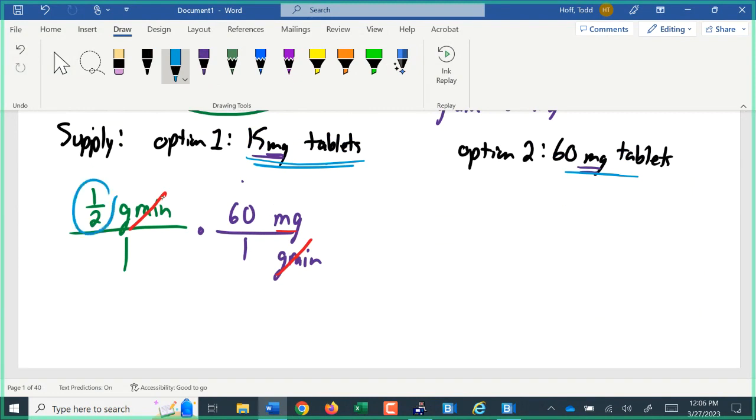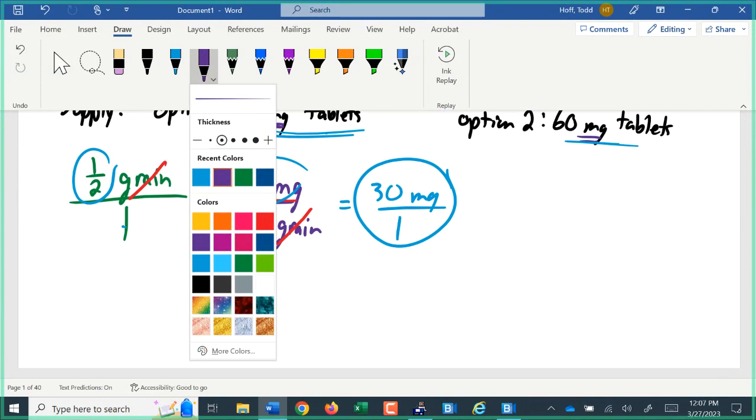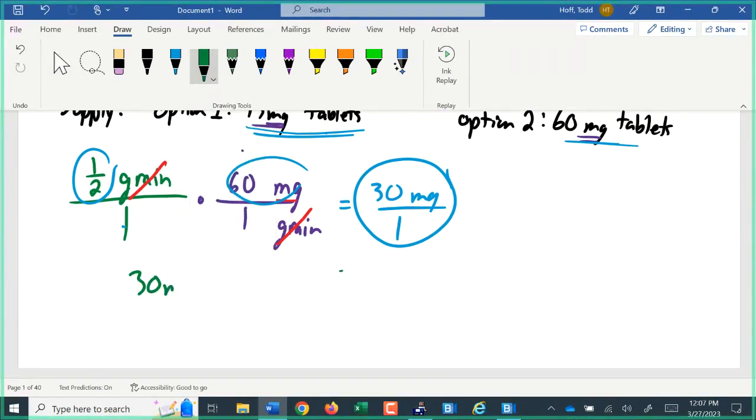So here I have 1/2 times 60 milligrams, which is 30 milligrams. On bottom, 1 times 1 is 1. So this dosage of 1/2 of a grain is the same as saying 30 milligrams of the medication to administer. So now let's look at that 30 milligrams as our ordered dose, and see what that would do with each option.